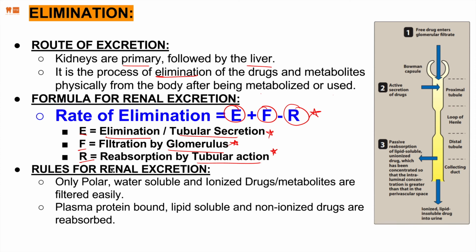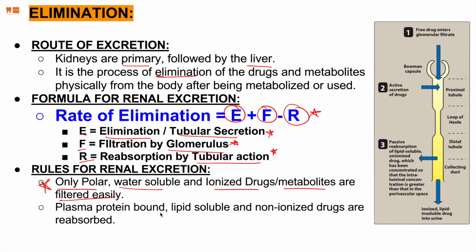There are rules though, rules for renal excretion. Remember, only polar, water-soluble, ionized metabolites are filtered easily. Remember, we keep repeating this point for the same reason that we always lodge in our mind that polarity and solubility are very important when it comes to the whole pharmacokinetics.